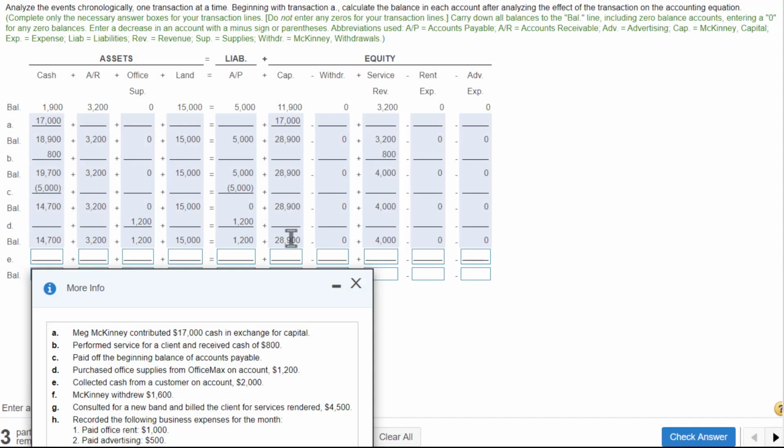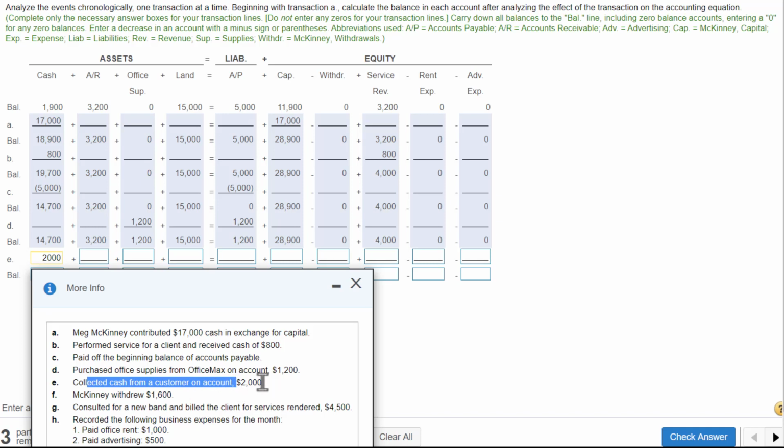Excellent again. We're on a roll. Transaction E, collected cash from a customer on account for $2,000. Let's start with the account that's easiest to understand in this one, cash. If we collected cash, which way is cash going? Up. So we go plus $2,000. Now, why did we collect cash? It says we collected cash from a customer on account.